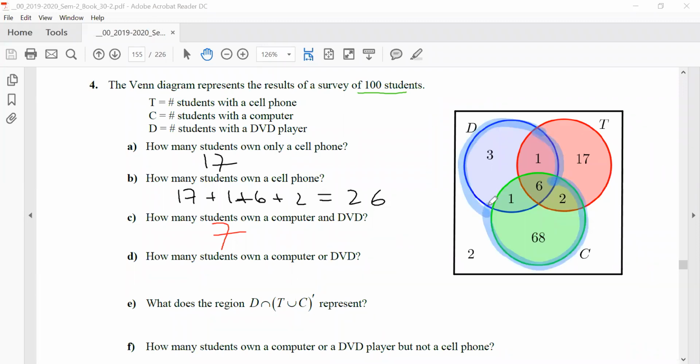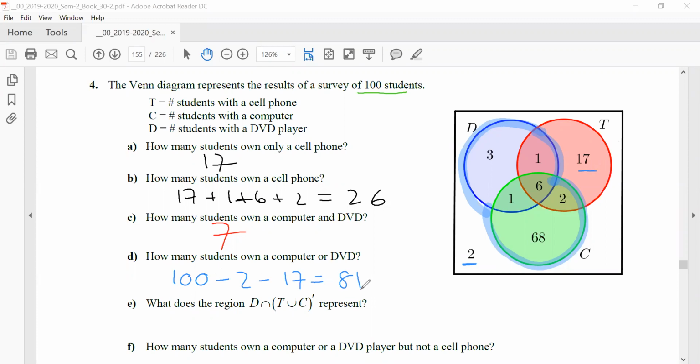So I'm going to add all these numbers up. Well, the other way I'm going to do this, just to make my life a little simpler, is I know there's 100 students in this survey, so I'm going to use the complement. 100 minus the people that do not own these. So that should be 81. Or you just add up the numbers in your circle. Same, but different.